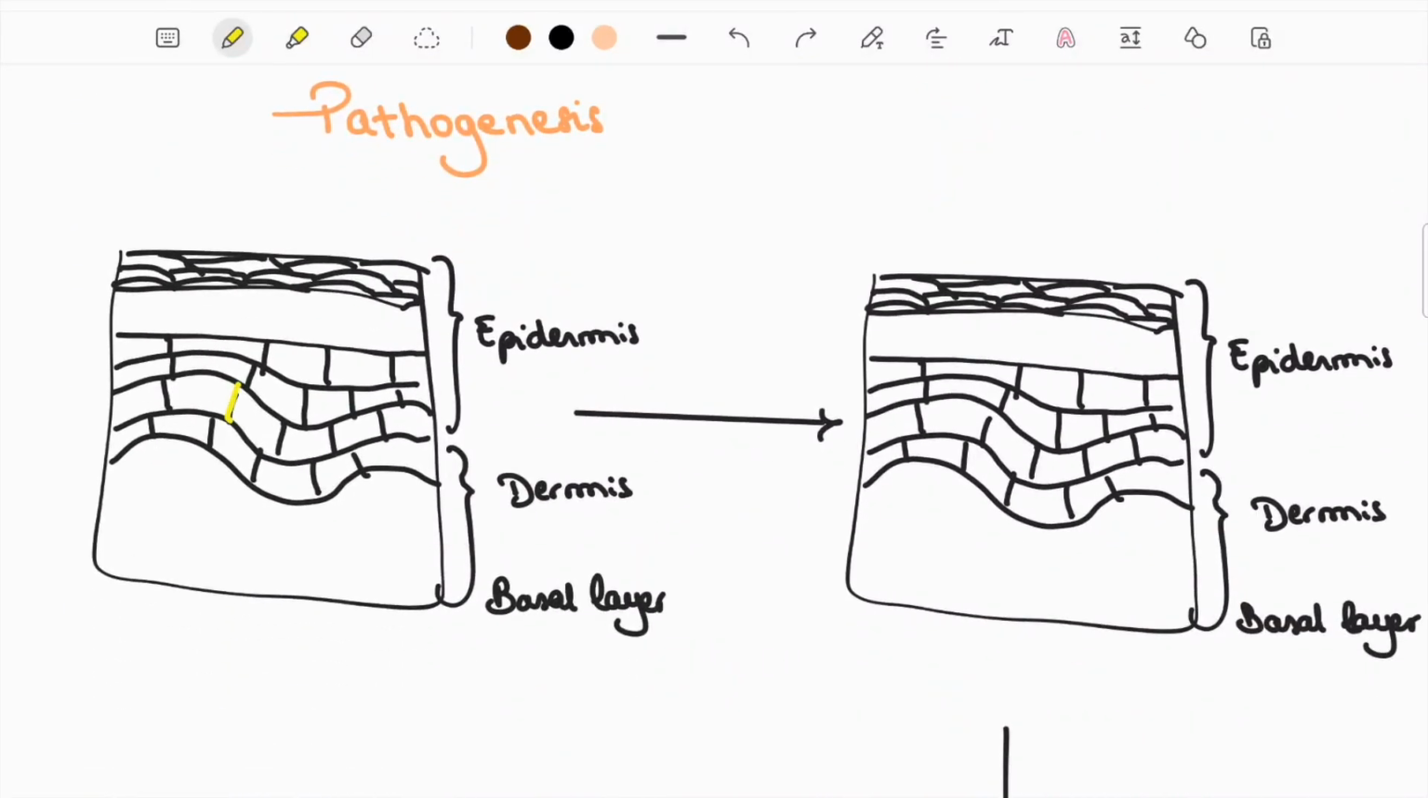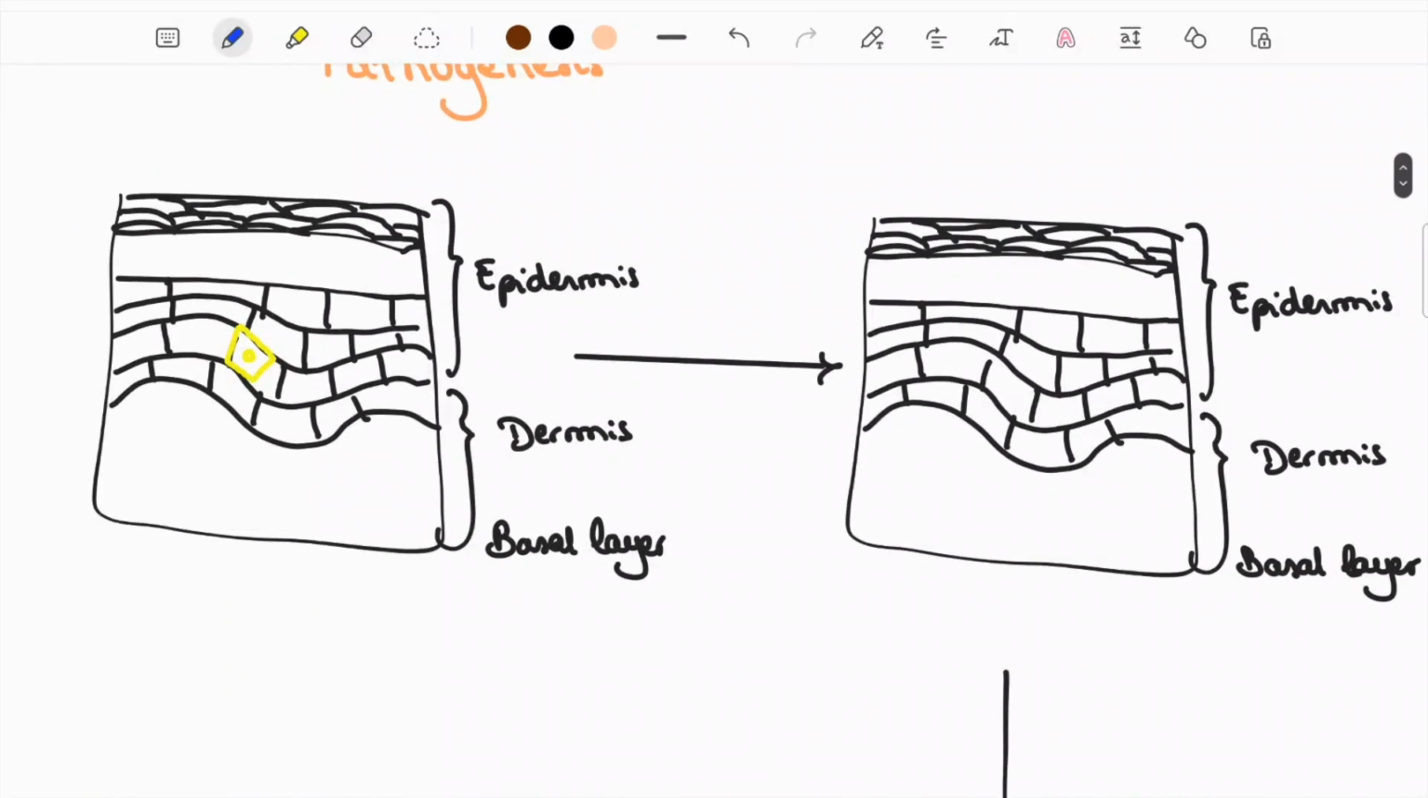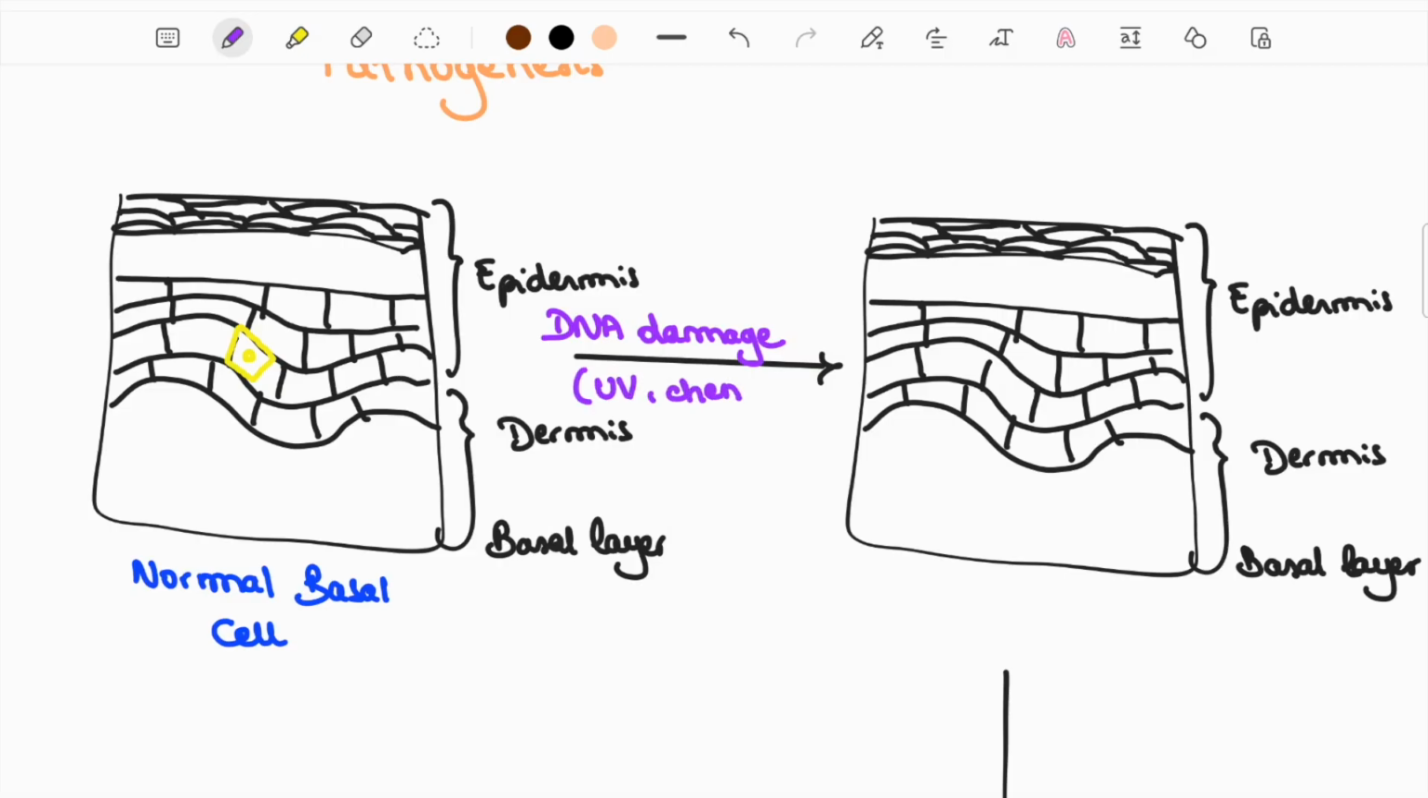This is normal, healthy skin. The epidermis sits on top of the dermis, and the basal layer constantly makes new cells. Normally, the DNA in these cells is protected and repaired correctly. But when the skin is exposed to UV light or chemicals, the DNA can be damaged, for example, forming thymine dimers. If this damage isn't repaired, mutations build up in genes like P53 or BRAF, which normally control cell growth.